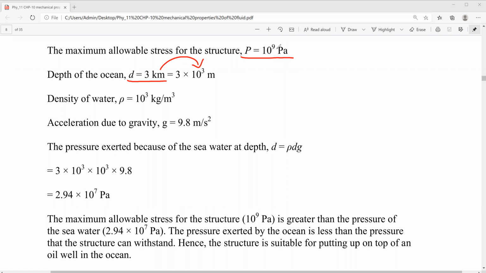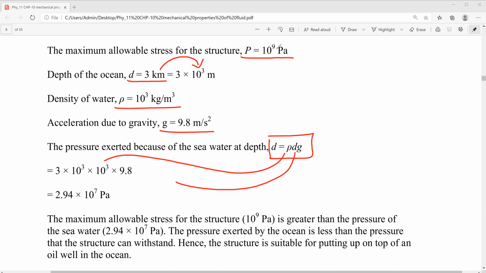So density of the water, that is always constant, rho is equal to 10 to the power of 3 kg per meter cube, and acceleration due to gravity is always constant, that is 9.8. Pressure exerted because of sea water at depth D is given by the formula P is equal to rho D g, and density rho is 10 to the power of 3, and depth D they have given in the question itself, that is 3 into 10 to the power of 3, and g value is constant, that is 9.8.